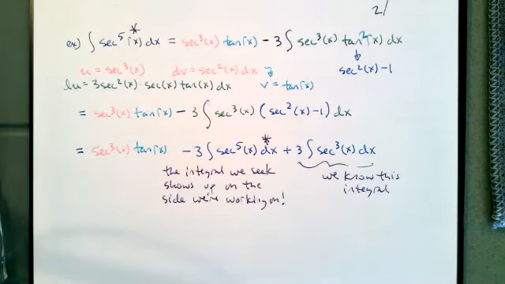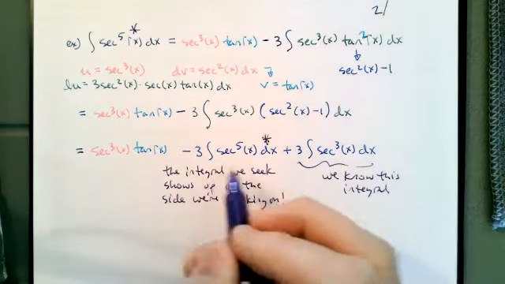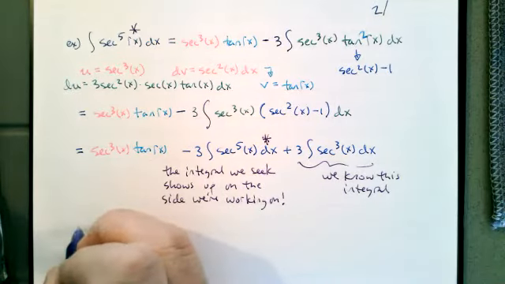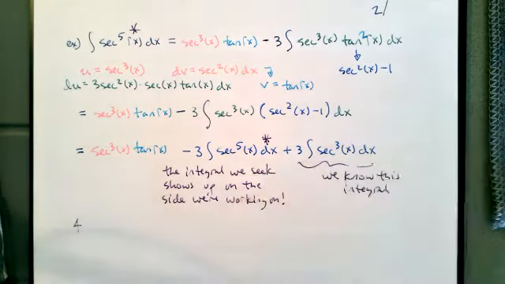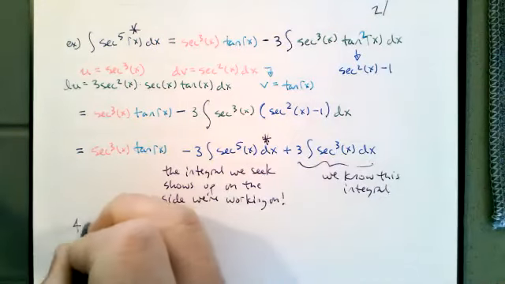So the integral that we're looking for shows up on the side that we're working on, and the other integral is one that we already know. I just need 3 copies of it. We'll do the same thing that we did before. I'm going to combine like terms. I'm going to add 3 copies this time of secant to the fifth. And so on the left side of the equation, I'll have 4 integrals of secant to the fifth.